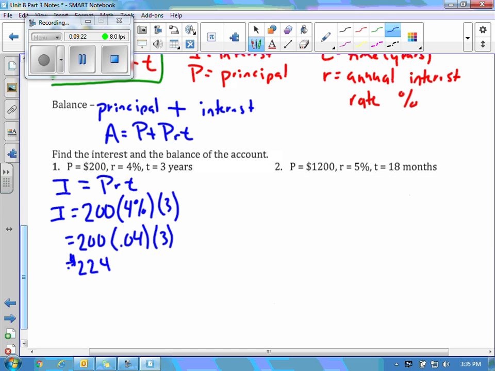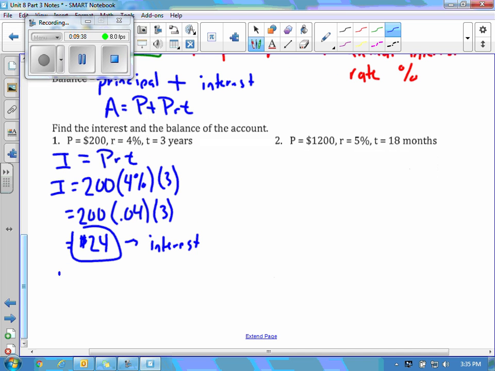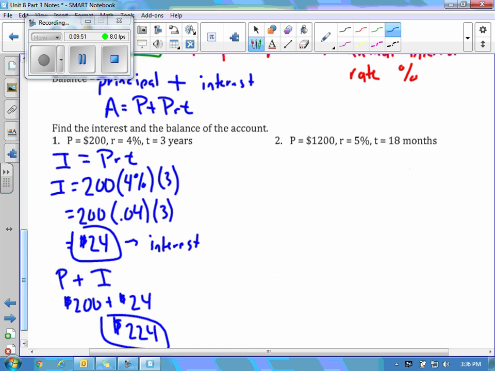Or sorry, I wind up with $24. I'm getting ahead of myself. When I multiply those two together, I get $24. This $24 right here is my interest. Now it also asks for the balance. Remember, the balance is the principal plus the interest. So that's the $200 principal plus the $24 that was earned. So my balance is $224. So all of that is balance. Okay?